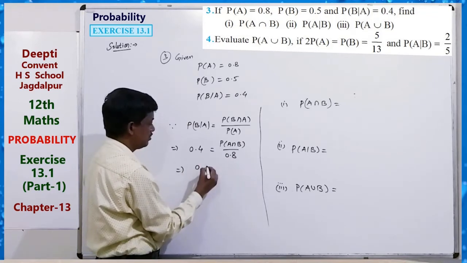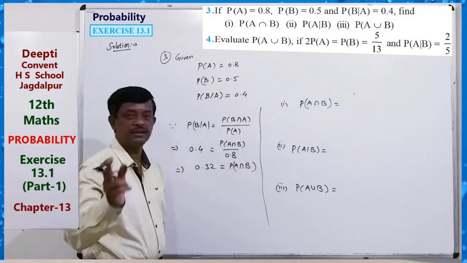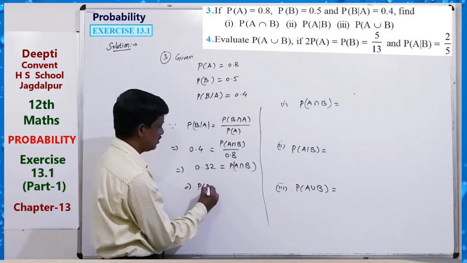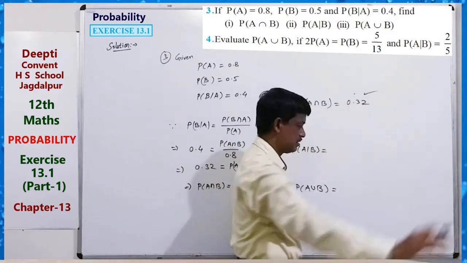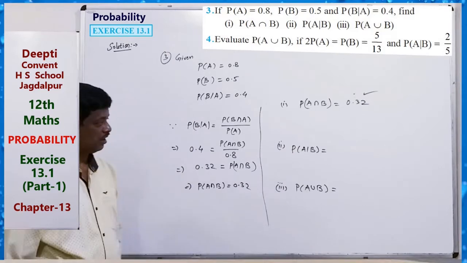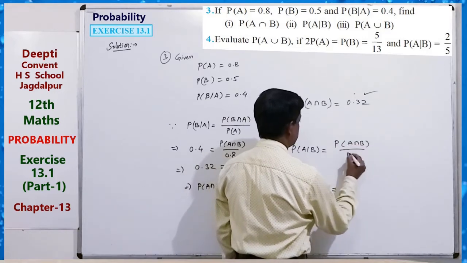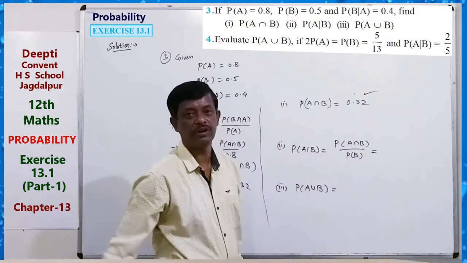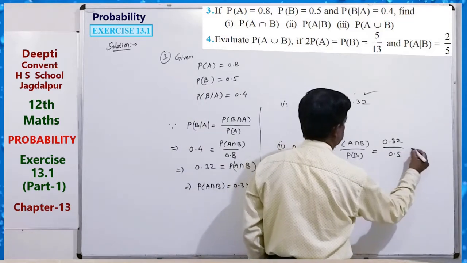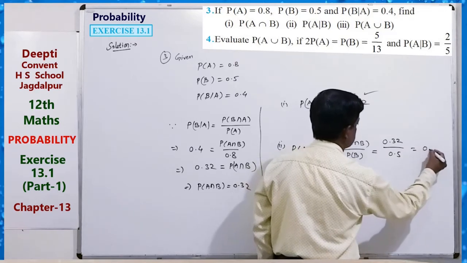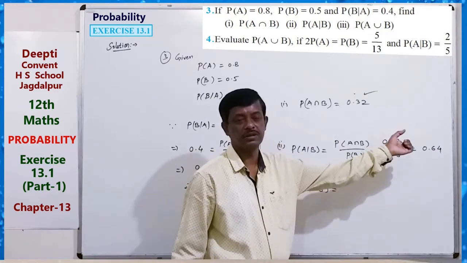Just multiply, 0.4 times 0.8 is 32, so P(A intersection B) equals 0.32. That is the first answer. Now for finding P(A|B), the formula is P(A intersection B) by P(B). P(A intersection B) is already found, 0.32, upon P(B), which is 0.5. So this equals 0.64, because it is 2 times 0.32.